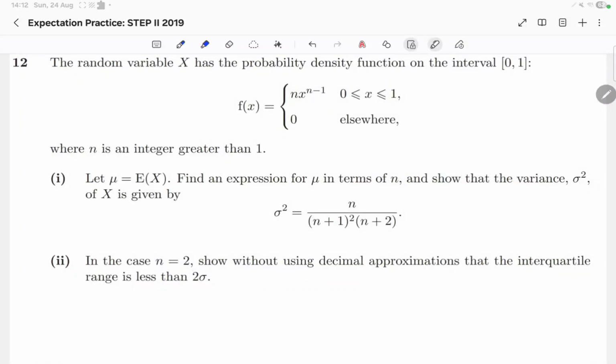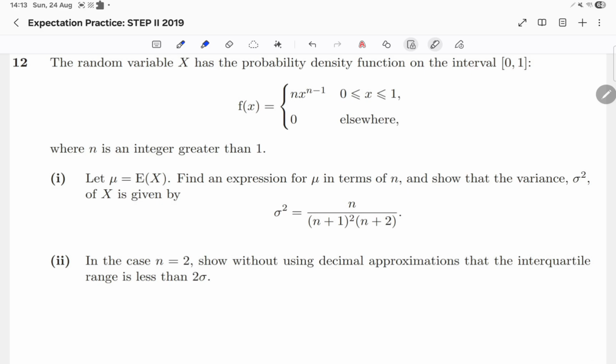Hello and welcome back. Today we'll be continuing the topic of last week's video. This is a practice question on the topic of expectation. Let's get started. Question 12.